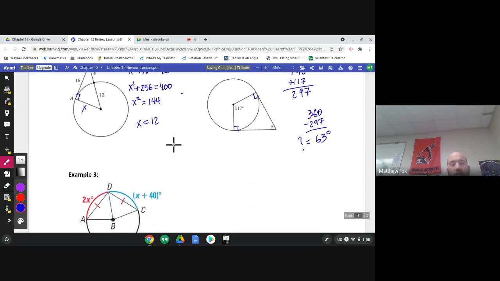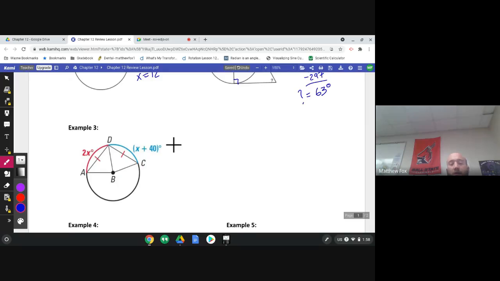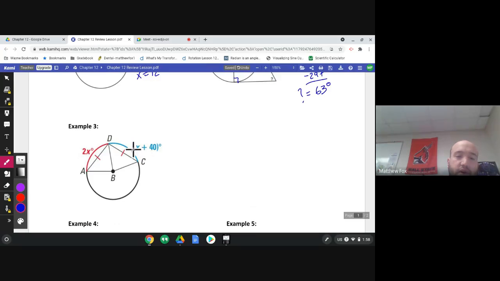All right, example 3 here. This one has a couple different arcs, the blue and the red arc. Also, we have these two lines, these two chords, and they both have a mark on them. That means they're the same distance. If they're the same distance, they're congruent to each other. So from A to D and D to C, that's the same, which would mean that both of these arcs will have to be the same.